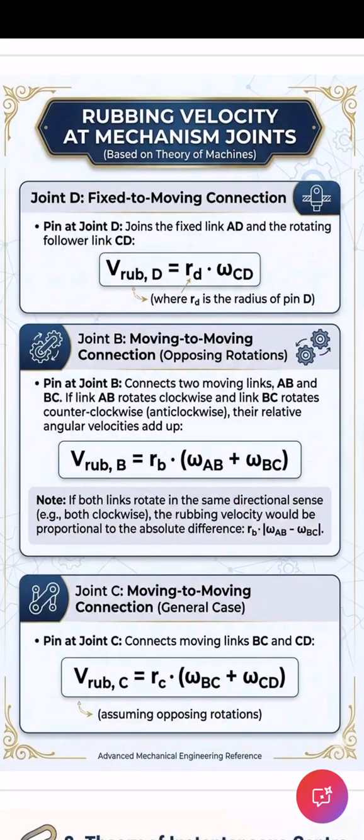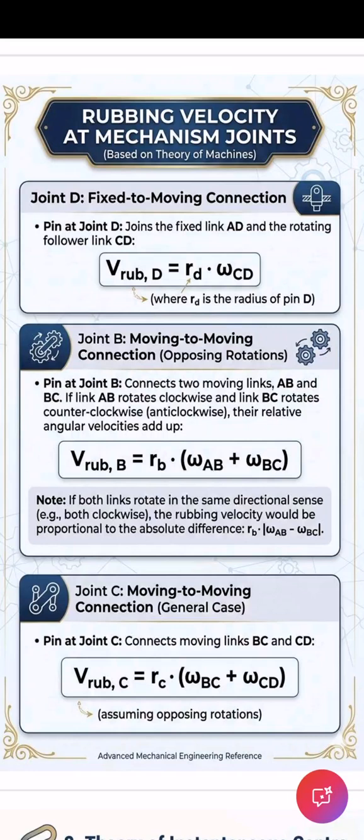Rubbing velocity at joint D, a fixed to moving connection. Pin at joint D connects the fixed link AD and the rotating follower link CD. Rubbing velocity at D is equal to r D omega CD, where r D is the radius of pin D.